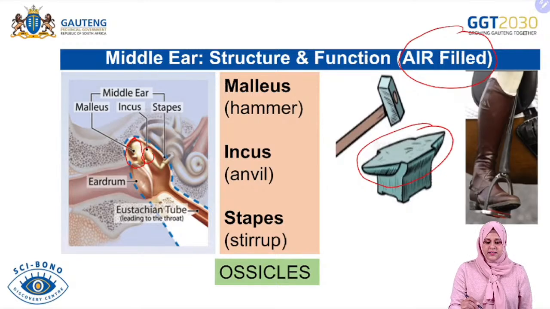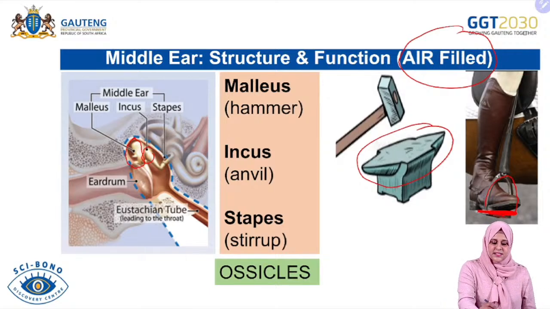And the last one is the stirrup. The stirrup is the structure where you put your foot in when you go horse riding. And this part here is an important part I want you to take note of. That's called the foot plate, where the foot enters into the stirrup. There's the stirrup, and there's the foot plate.